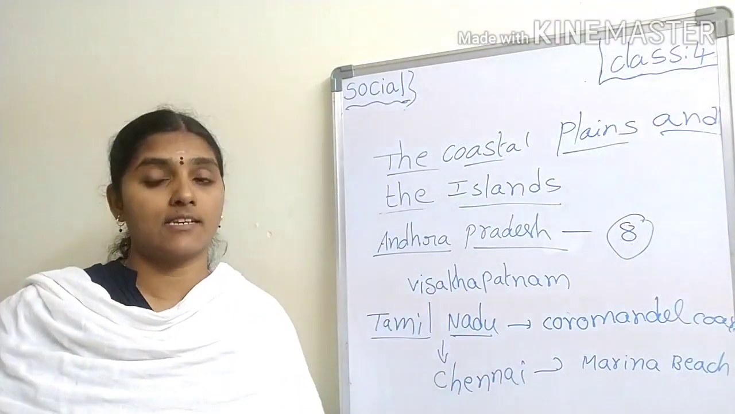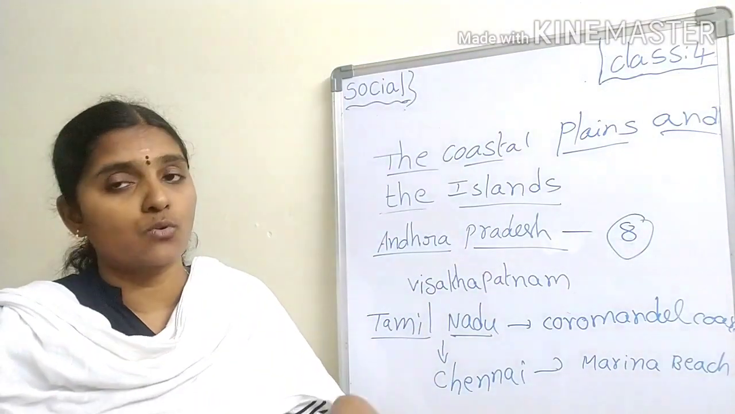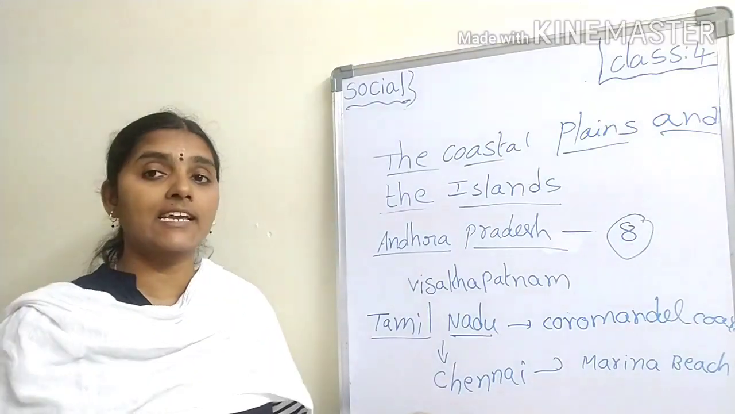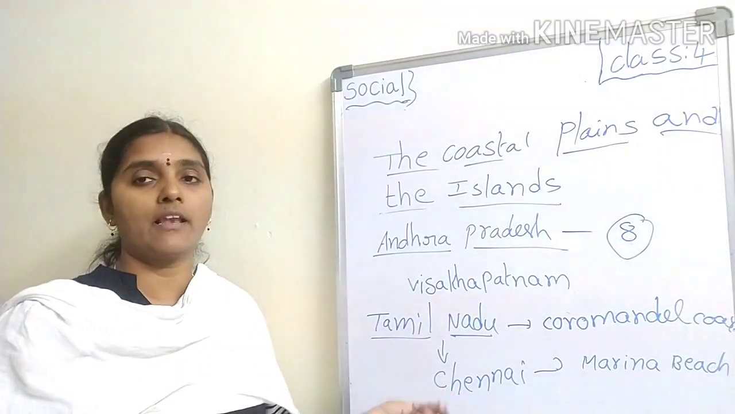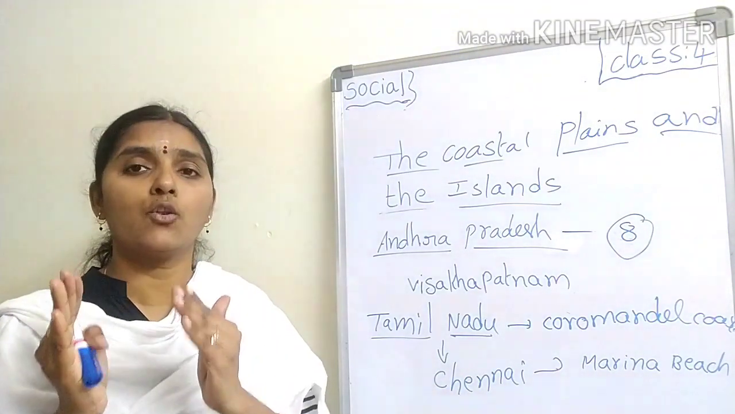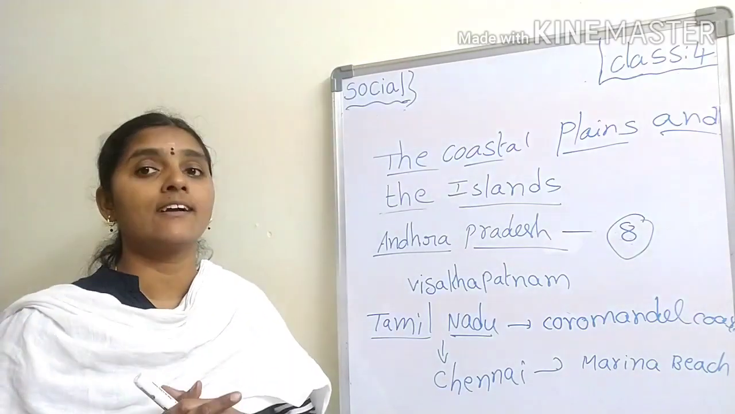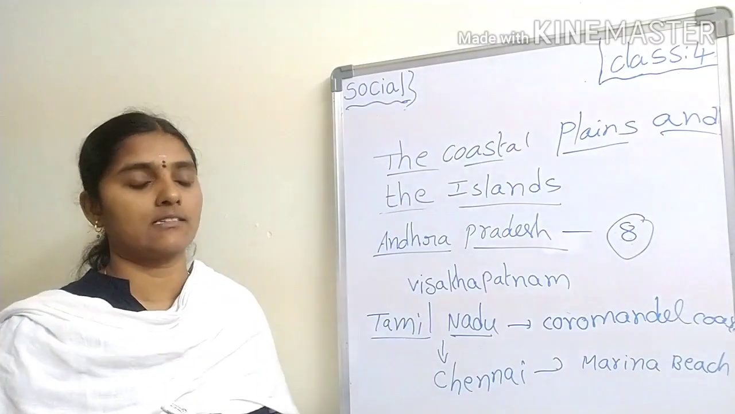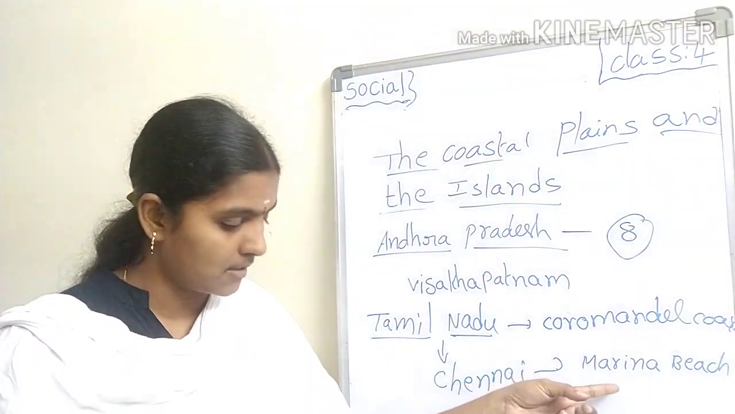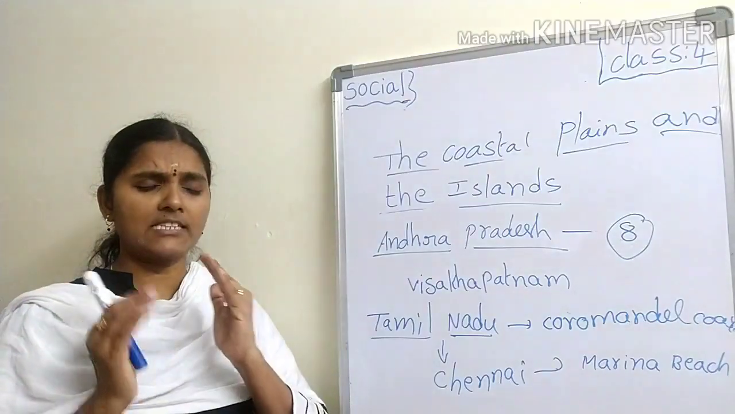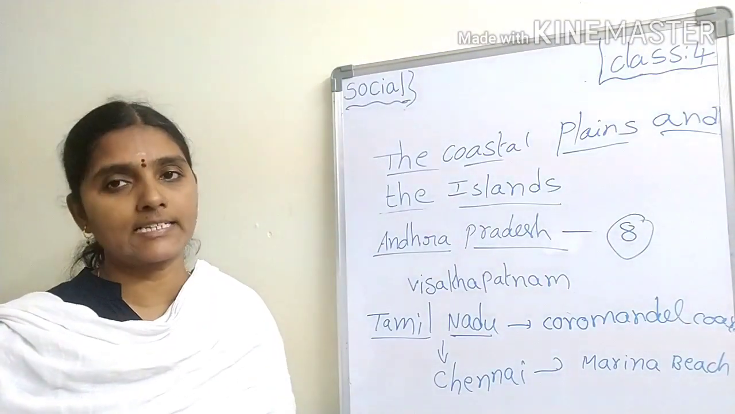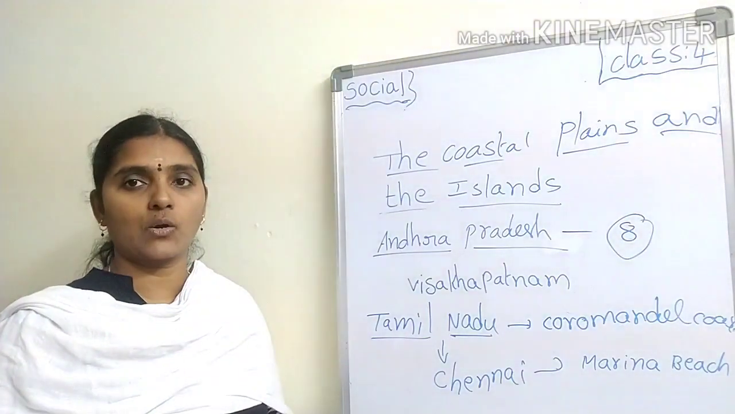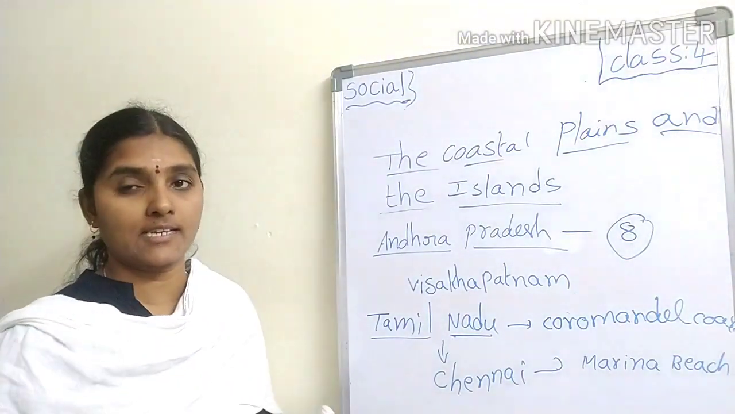Tamil Nadu has a coastline called the Coromandel Coast. Chennai is the capital of Tamil Nadu. Chennai is well known for cotton and silk sarees. The Marina Beach in Chennai is the longest beach in India. Okay.